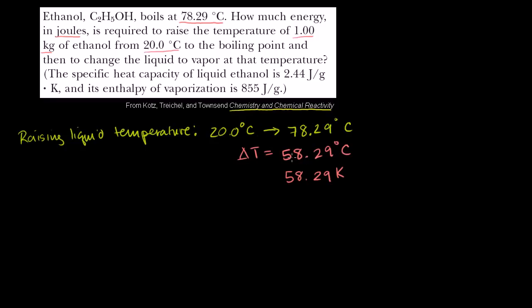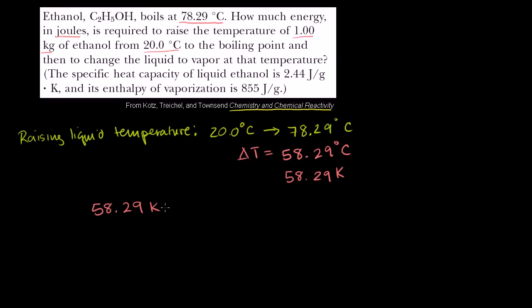So let's figure out how much energy is required to raise that temperature. So we want a delta T. Let me change it to Kelvin, because that looks like what our units are given in terms of specific heat. So 58.29 Kelvin is our change in temperature. I could have converted either of these to Kelvin first, then found the difference, gotten the exact same number, because the Celsius scale and the Kelvin scale, the increments are the same amount. Now, that's our change in temperature.